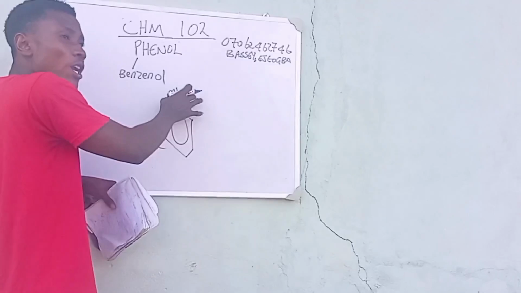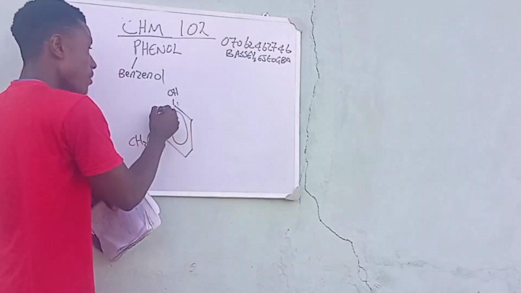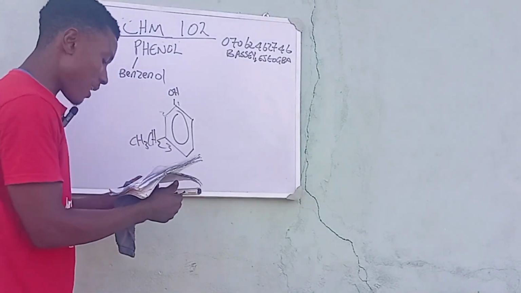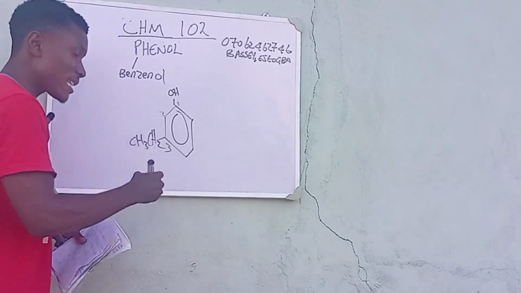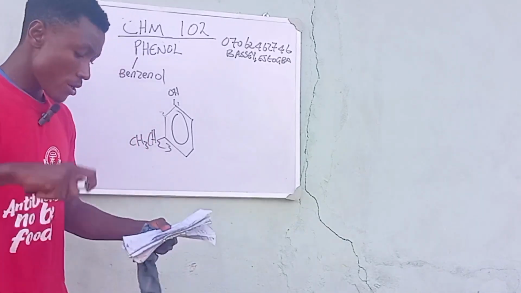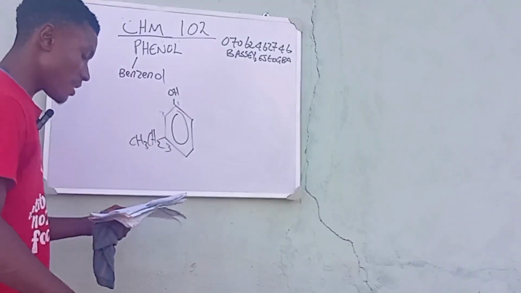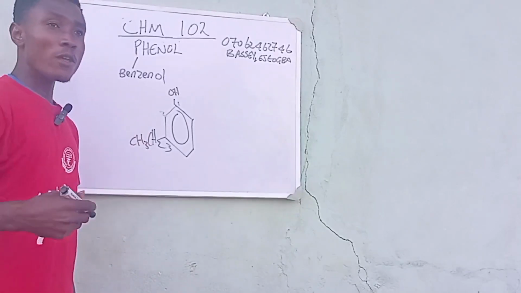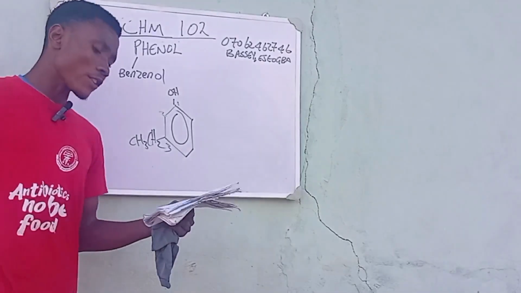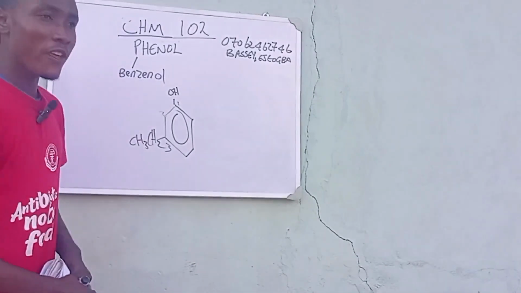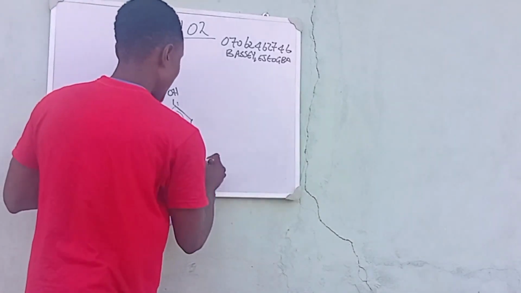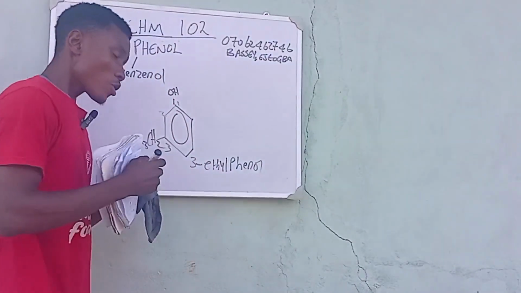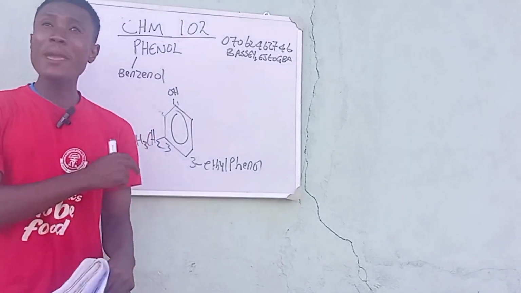But still emphasis must be given to the OH. So our OH still represents number 1, here we have number 2, and here we have number 3. Remember this CH3CH2 is known as ethyl, because it is 2 carbons. So the name of this compound is 3-ethylphenol. The 3-ethylphenol.